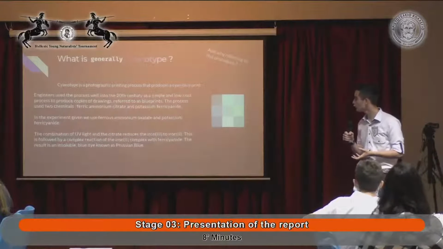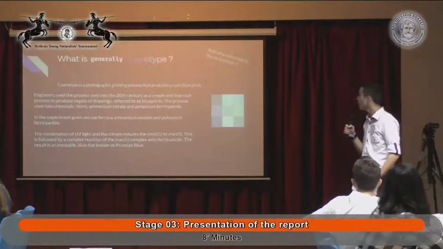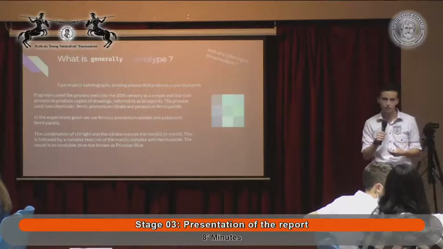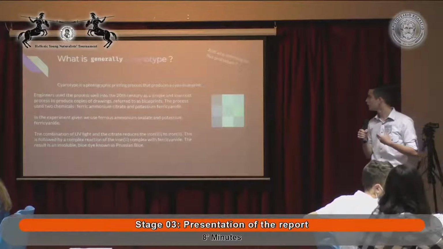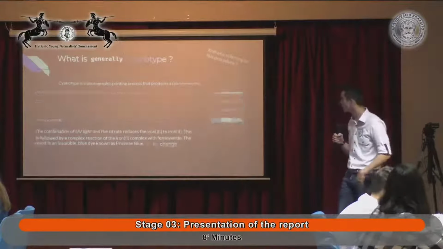The combination of UV light and the citrate reduces the iron 3+ to the iron 2+, and this is followed by a complex reaction of the iron 2+ complex with ferricyanide. The result is an insoluble blue dye, also known as Prussian blue, and this is the color change.